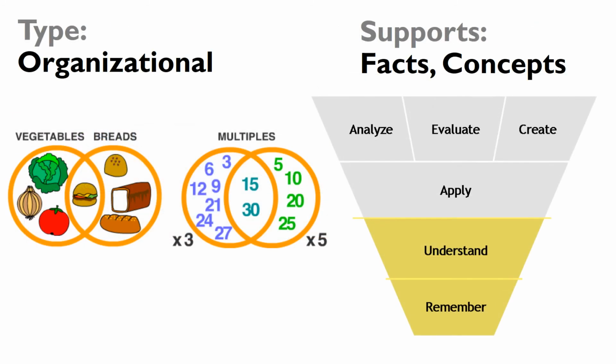Organizational graphics show qualitative relationships among content. Venn diagrams are a great example of that, as depicted. Instructionally, these types of graphics are beneficial to support the learning of facts and concepts, or in the Bloom world, remembering and understanding things.